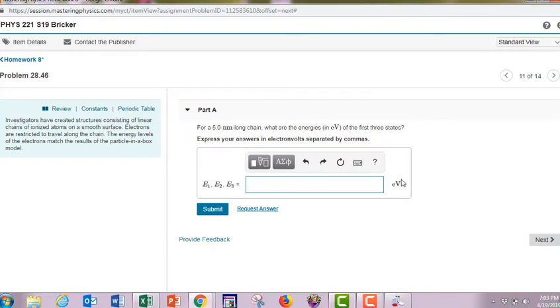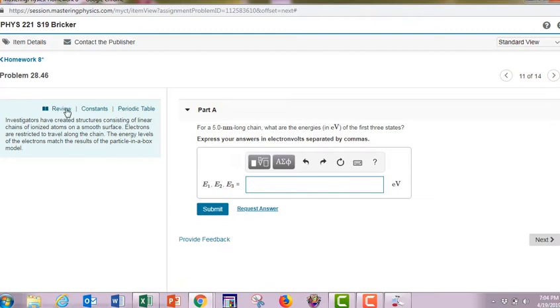Okay, so here's the next one. Investigators have created structures consisting of linear chains of ionized atoms on a smooth surface. Electrons are restricted to travel along the chain. The energy levels of electrons match the results of the particle in the box model. So we're going to model these electrons as being a particle in a box.